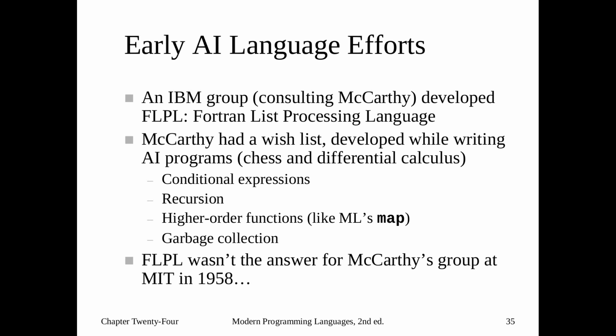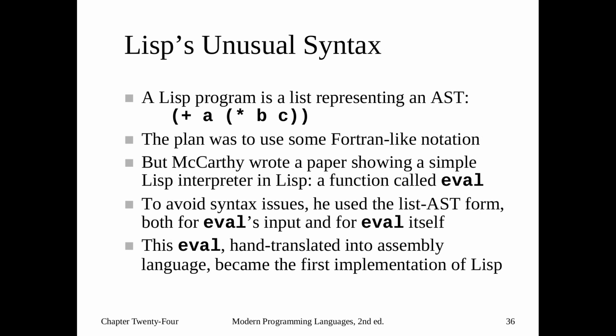And looking at what he had for his wish list, he saw that FLPL wasn't the answer for what they were trying to do. And so what he did was he developed Lisp. Basically how this came about is, if you look at this, Lisp has this really interesting structure. It's a list representation of an abstract syntax tree. Don't worry about what that is. We'll talk about that in the next lecture. But basically what's going on here is you have to think about this in the way we're saying it.